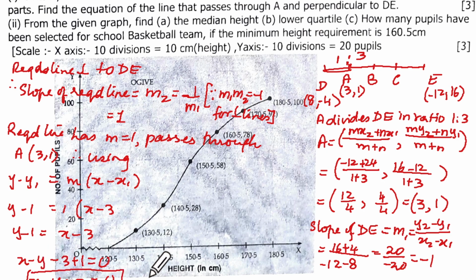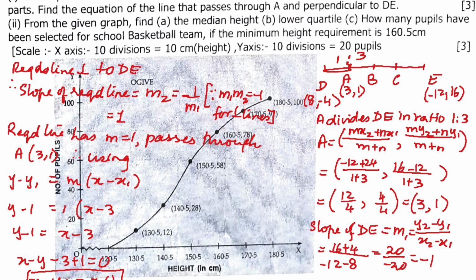x minus y equals 2. Whichever way, your teachers will tell you. They can even accept it like this, y is equal to x minus 2. That way also, but I prefer this format, everything equal to 0.